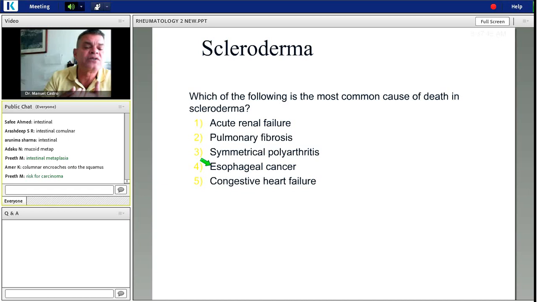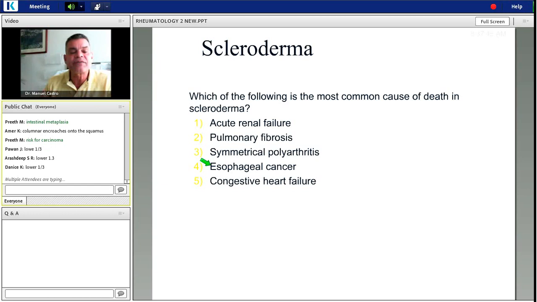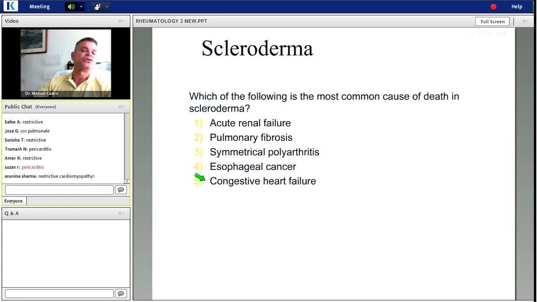And where is the increased risk of adenocarcinoma? In what part of the esophagus? Let's see if you guys have that one. In the lower one third, right? Because that's where you always get the Barrett's esophagus. Very good. Now, congestive heart failure. Scleroderma. Remember, scleroderma will lead to what type of condition in the heart? A restrictive cardiomyopathy, right? And a constrictive pericarditis. So those two things can lead to congestive heart failure, right? So very important to keep in mind, because anything bad enough will lead to congestive heart failure in the heart, okay? So very, very good.